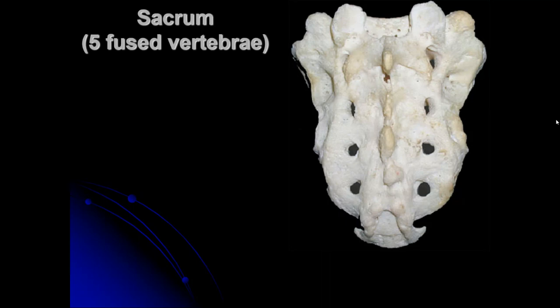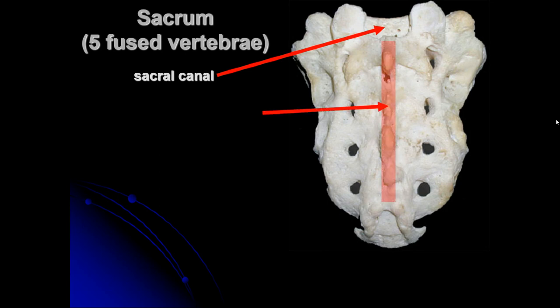So this is a posterior view. And if you look at the posterior view, the most obvious thing is that it has a tunnel that goes all the way through. This is the sacral canal. So this is what used to be the vertebral foramen, but again, when they're fused together, it creates a canal. The spinous processes are still here as well, but they're fused together to create the median sacral crest.